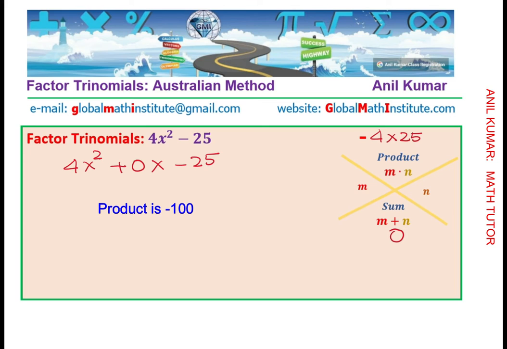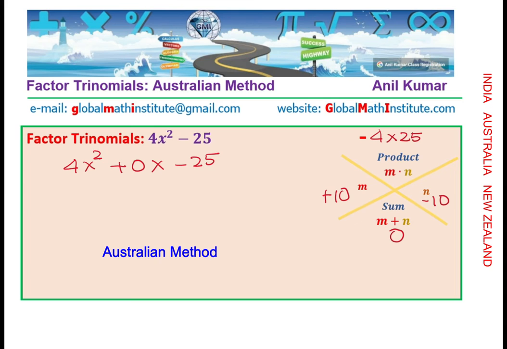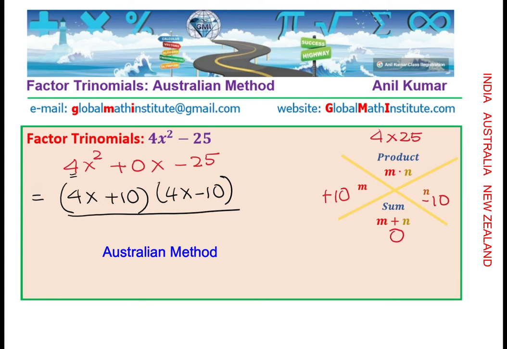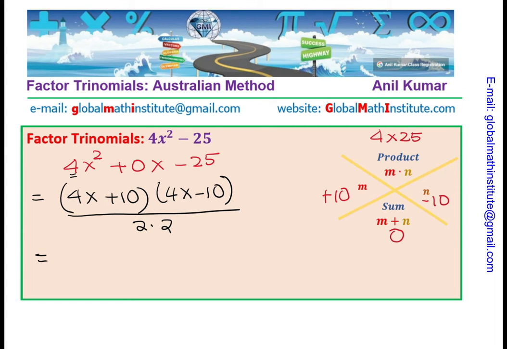Well, clearly one has to be negative, the other one positive, right? And so it'll be plus 10 and minus 10. Is that clear to you? So we can write this with plus 10 and minus 10, the values of m and n. So we can rewrite our expression as 4x plus 10 times 4x minus 10, right? And we're going to divide this by 4. So since none of them gets, we'll write 2 times 2 instead of 4, right? Which is also 4. I purposely wrote 2 times 2.